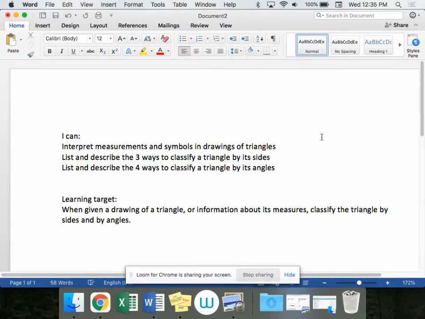Today's lesson is on classifying triangles. When we get finished with this lesson, we should be able to interpret measurements and symbols in drawings of triangles, list and describe the 3 ways to classify a triangle by sides, list and describe the 4 ways to classify a triangle by angles. And our overall learning target is, when given a drawing of a triangle or information about its measures, to classify the triangle by both sides and angles.